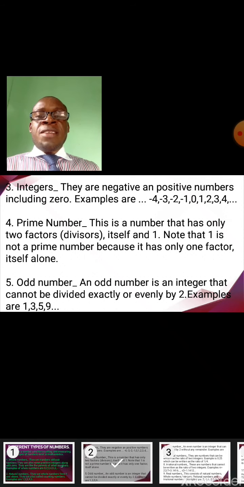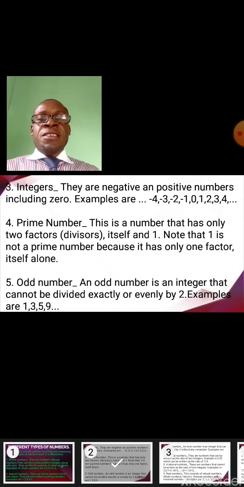The next is number 4, prime numbers. This is a number that has only 2 factors, or you call them divisors, itself and 1. Note that 1 is not a prime number because it has only 1 factor, itself alone. Some students, when you ask them to mention prime numbers, will add 1 in the list. This is not okay.